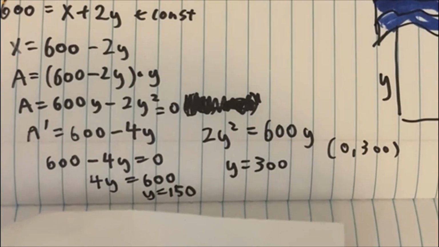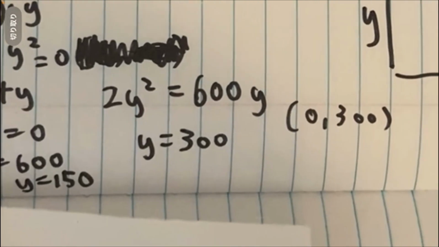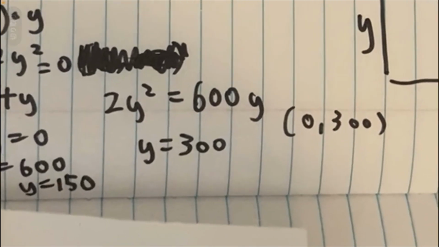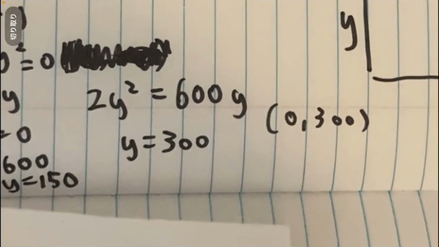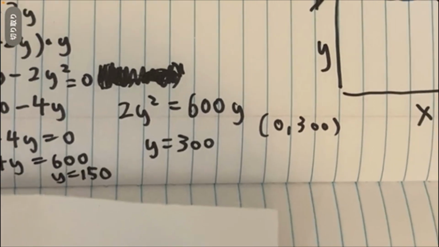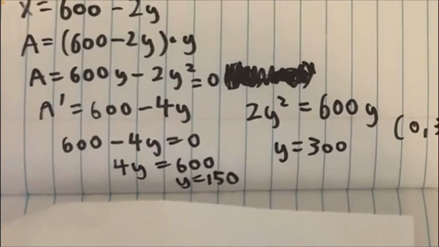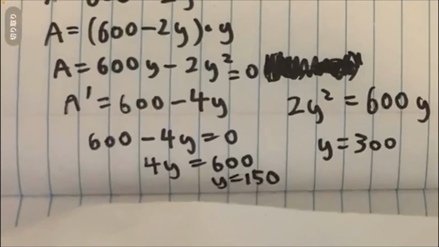Now we set 600y minus 2y squared equal to 0 to find our interval of interest. You should get 2y squared equals 600y and y equals 300, and 0 to 300 would be our interval of interest. And now we find the derivative of area, which is 600 minus 4y. You set this equal to 0, and you should get y equals 150 feet.